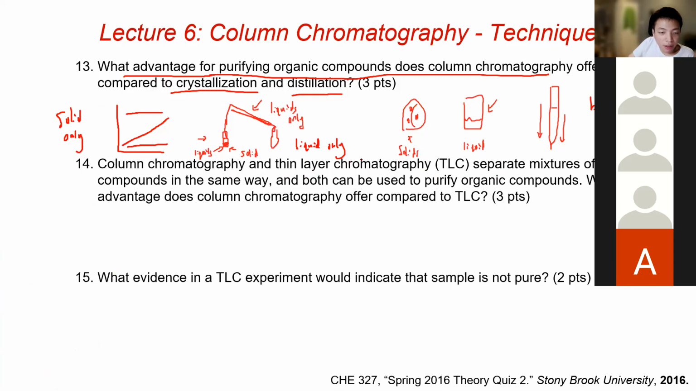So the question asks whether the column and TLC plate separate compounds in the same way. Yes, because they will separate depending on the direct interactions between the stationary phase and the mobile phase. And now we have to compare that. What are the advantages of column and TLC? TLC is limited by its physical dimensions. It's just one single sheet of plate, and you can only spot one single spot.